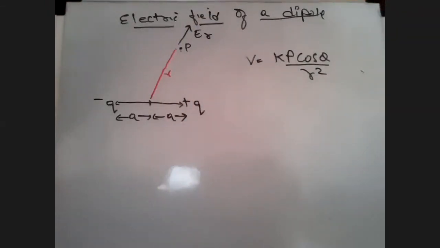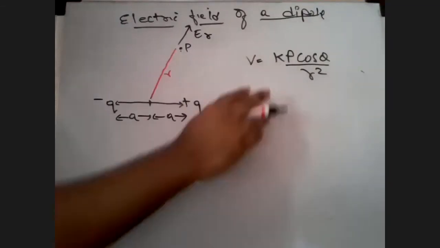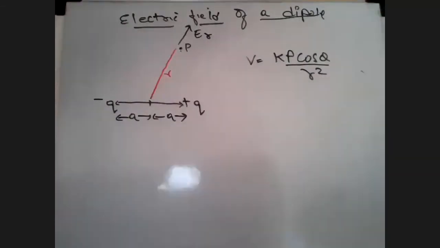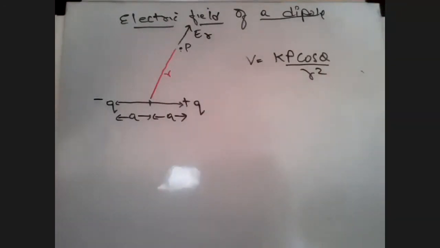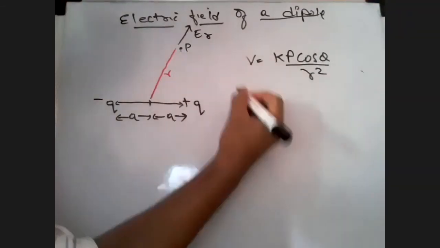Now, first of all, we know this formula: potential is equal to Kp cos theta upon R square. And we have to find out the electric field intensity. Now, you remember the relationship between electric field and potential? Do you remember?